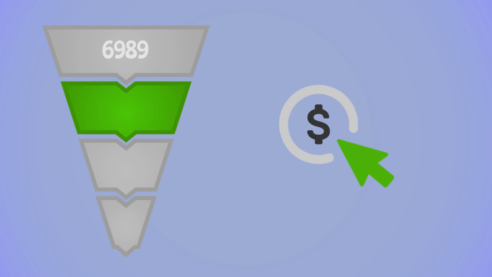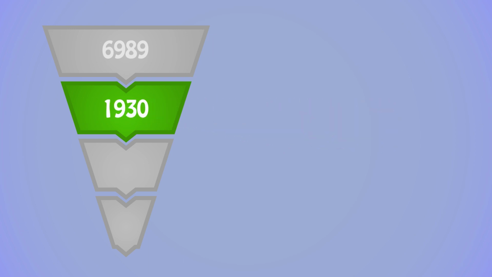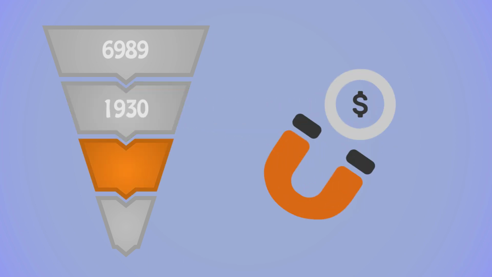Clicks are the number of times people clicked on your ad. Andy has been running his ad for 1 week. So far, 1,930 people have clicked on his ad. He has 1,930 clicks. After clicks, we measure conversions.